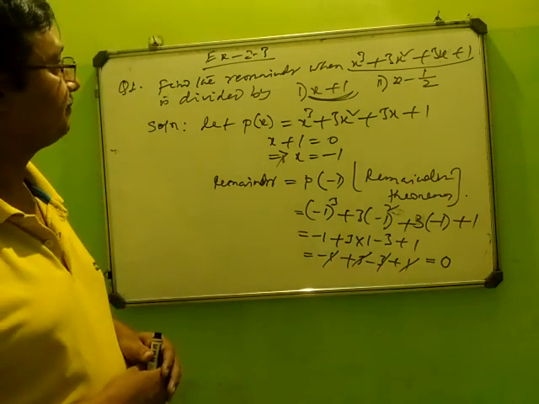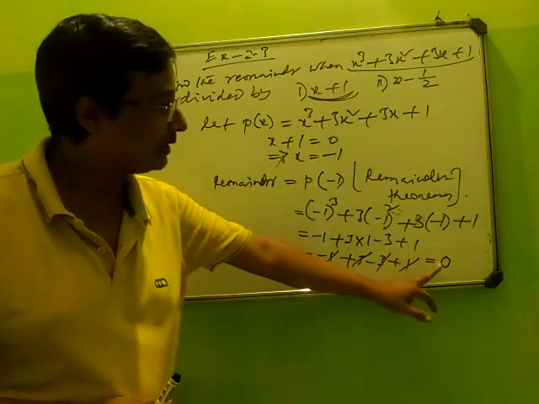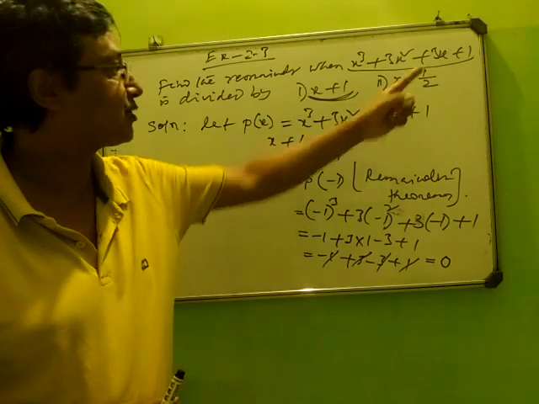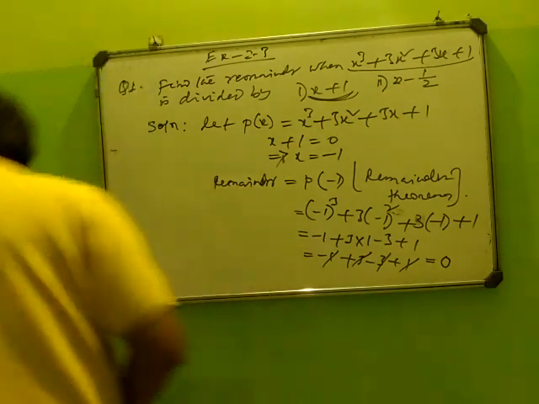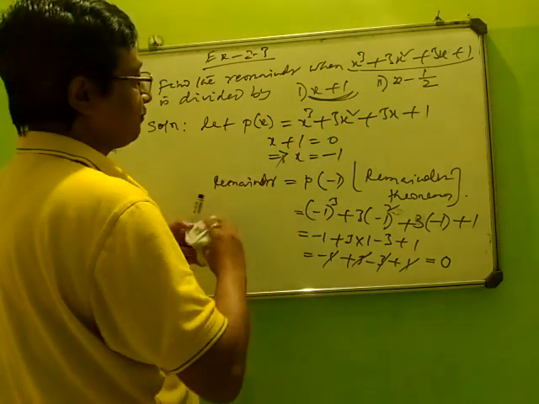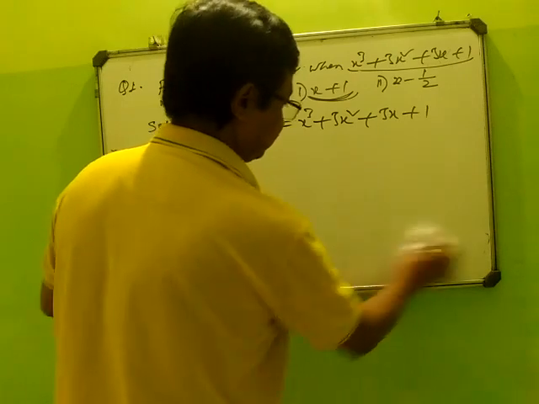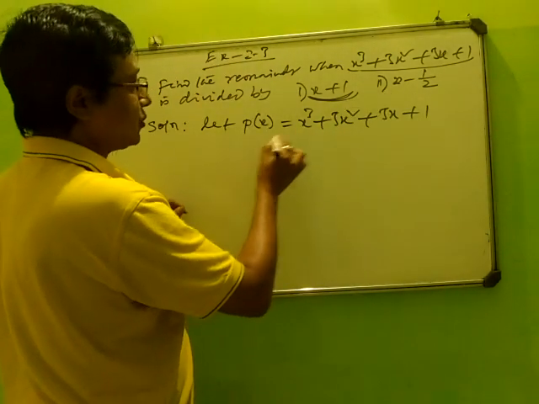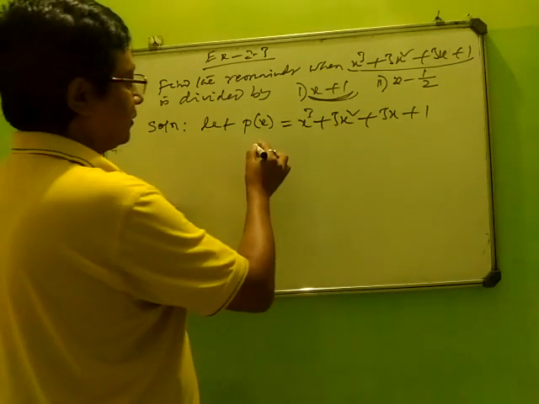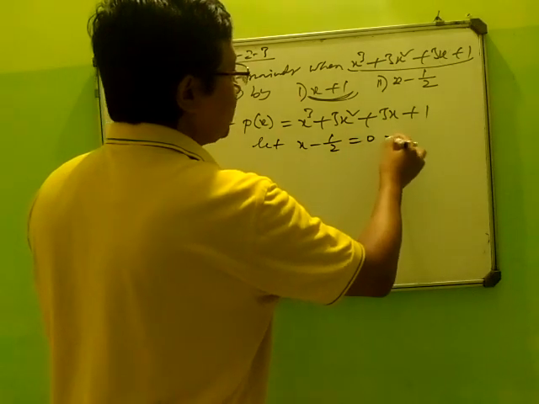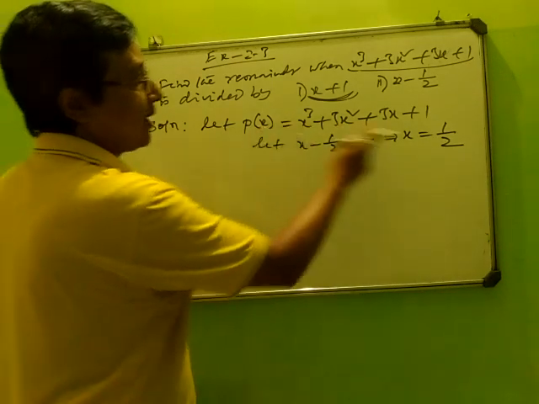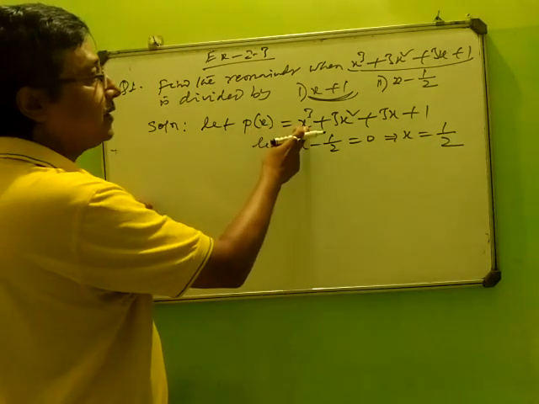But practically you do and see, if you do it by the long division process, you will get remainder 0 only. So the same thing, when you divide this polynomial P of x by x minus half, what will be the remainder? So the second one. This is the same thing, I am just changing the second one. So now number 2, this is the divisor. As I have told you, you will have to make the divisor equal to 0. So let x minus half equal 0, which means x equals half. Now this x will be replaced by half.